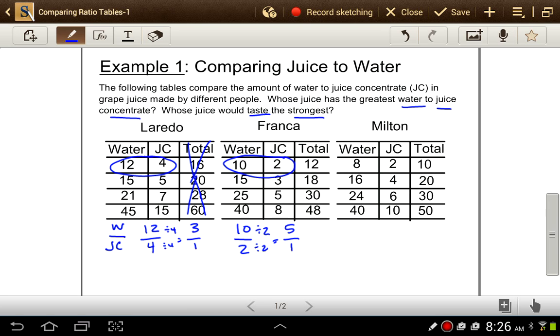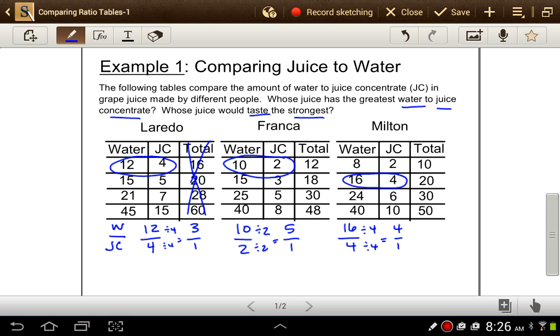For Milton, I'm going to do the same thing. It doesn't matter which one, and just to show you, I'm going to use 16 and 4. 16 to 4, simplify those by 4, and you get 4 to 1. Now, most of you would probably do 8 and 2 because that's easier, and 8 to 2 also simplifies to 4 to 1. I just want to show you that it doesn't matter which one you use.